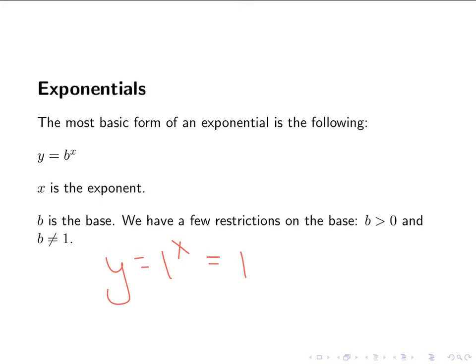We want b to be greater than 0 because we want our function defined everywhere. If b was something negative, say negative 2, and I raised it to the 1/2, that would not be defined because remember the power of 1/2 means the square root. This would be an imaginary number, not a real number, which is what we want. So we want b to be positive so that b to the x is defined everywhere. And we don't want b to be 1 because we want an actual exponential and not just a line.